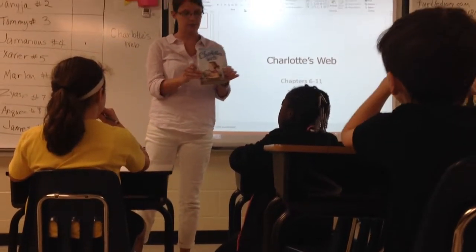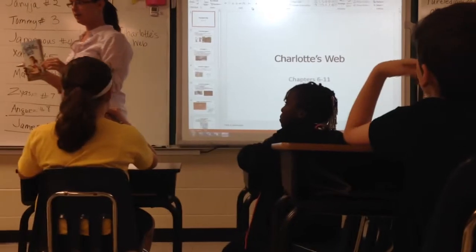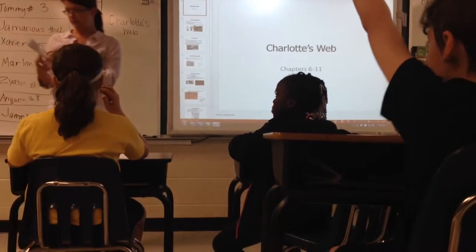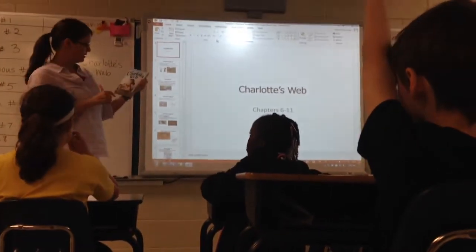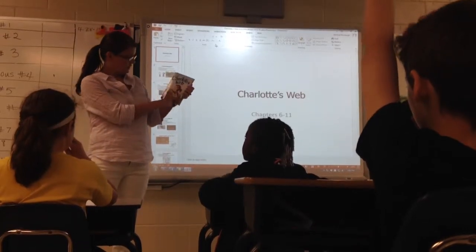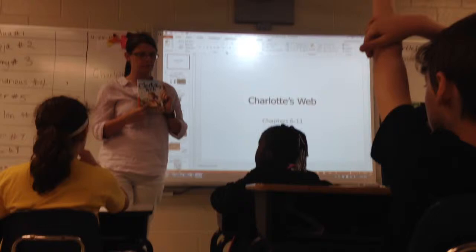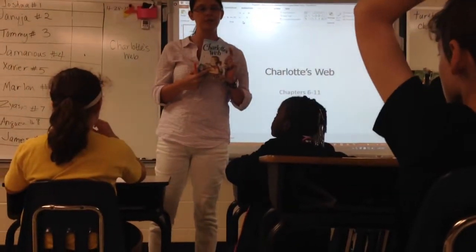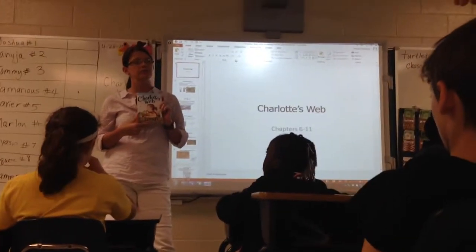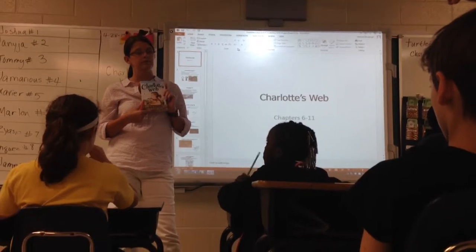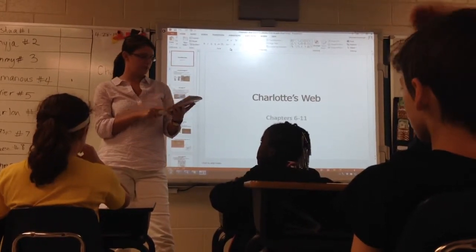Look at the cover of Charlotte's Web. What can you see? I see spider webs. I see Fern. I see the goose. What is the pig's name? Wilbur. What else do you see? A lion or a sheep. Yep, the sheep.